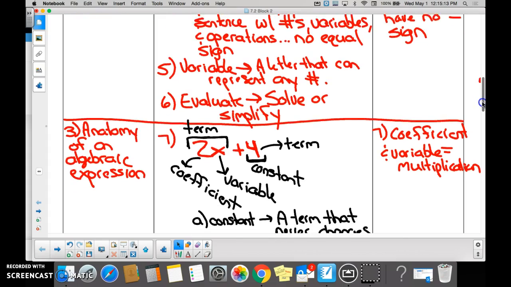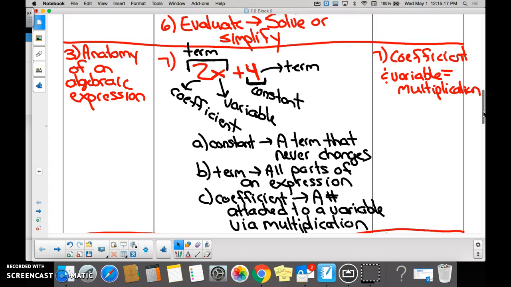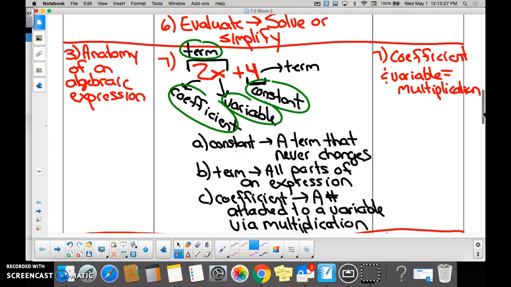What I think is one of the most important parts of this lesson would be the anatomy of an algebraic expression. There are several things you need to know. You need to know what a term is, what a coefficient is, what a variable is, which I think you're good with, and what a constant is, right? So number 4 is a what? Okay, I need everybody. Constant. Constant, because it never will change.